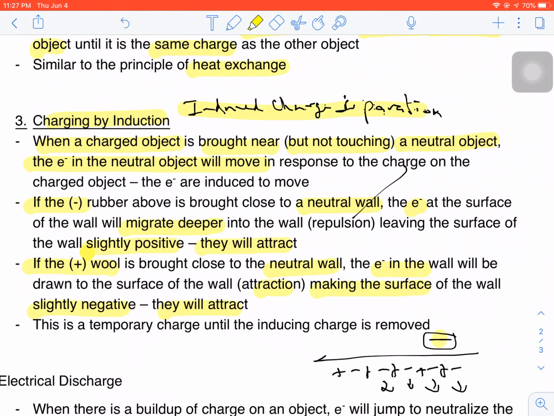The same thing if I bring a positive object towards the neutral wall. Electrons that are deeper in the wall will see it. They will move up towards the front, leaving the inside of the wall a bit more positive, but the surface more negative, and that makes one way of inducing a charge, even though it's just a temporary effect, until the inducing charge is gone. All right, let's keep going.